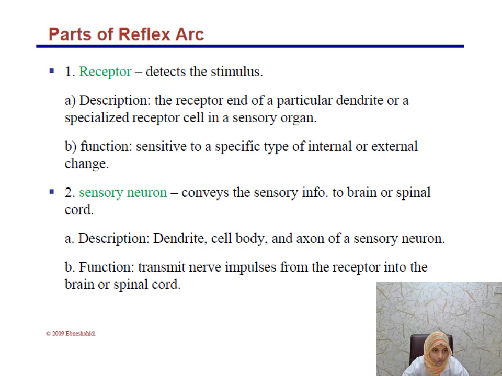Then we have the sensory neuron. The second component of a reflex is a sensory neuron. It conveys the sensory information to the brain or the spinal cord. Description: the sensory neuron could be a dendrite. The information can be carried from the dendrite, from the cell body, or from the axon of a sensory neuron. And the function is to transmit nerve impulses from the receptor into the brain and the spinal cord, that is towards the center.